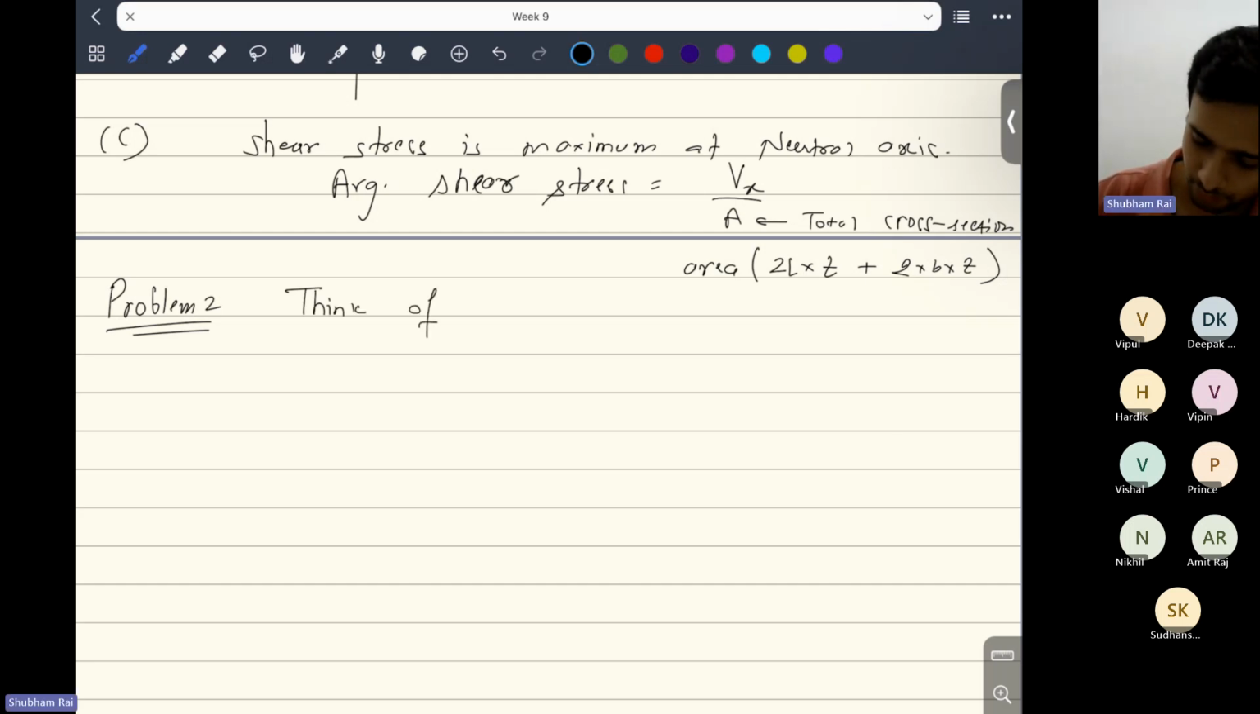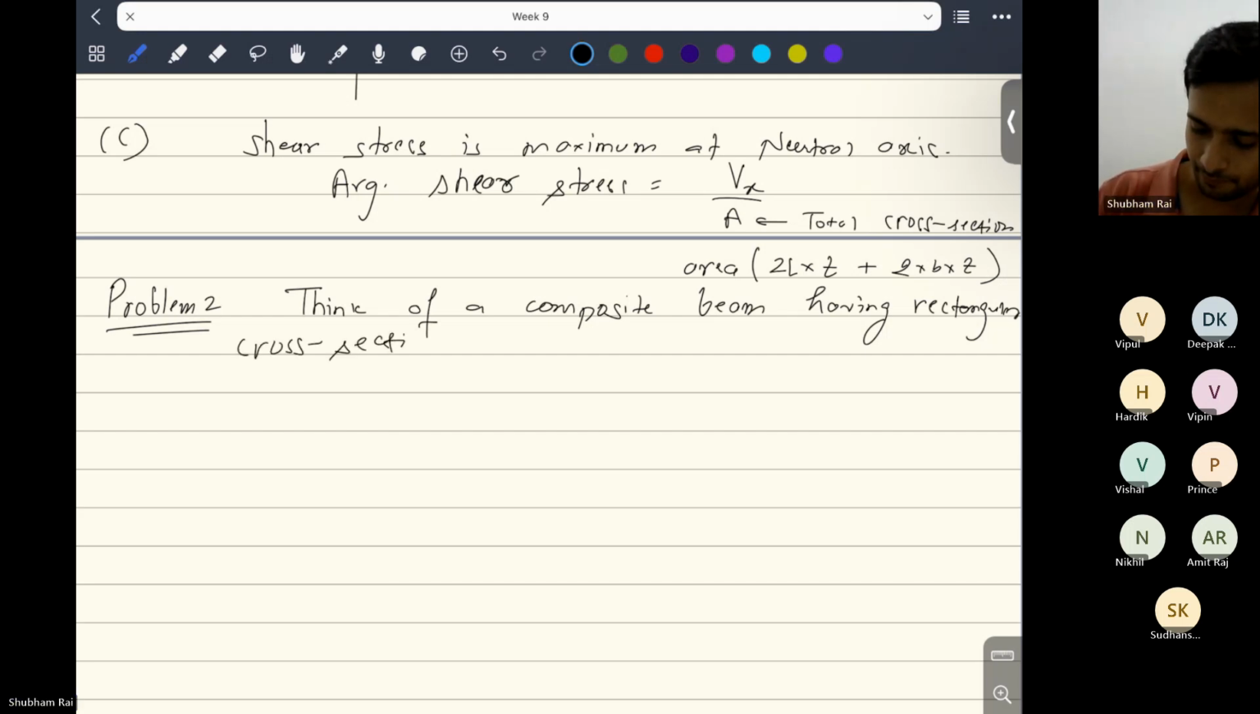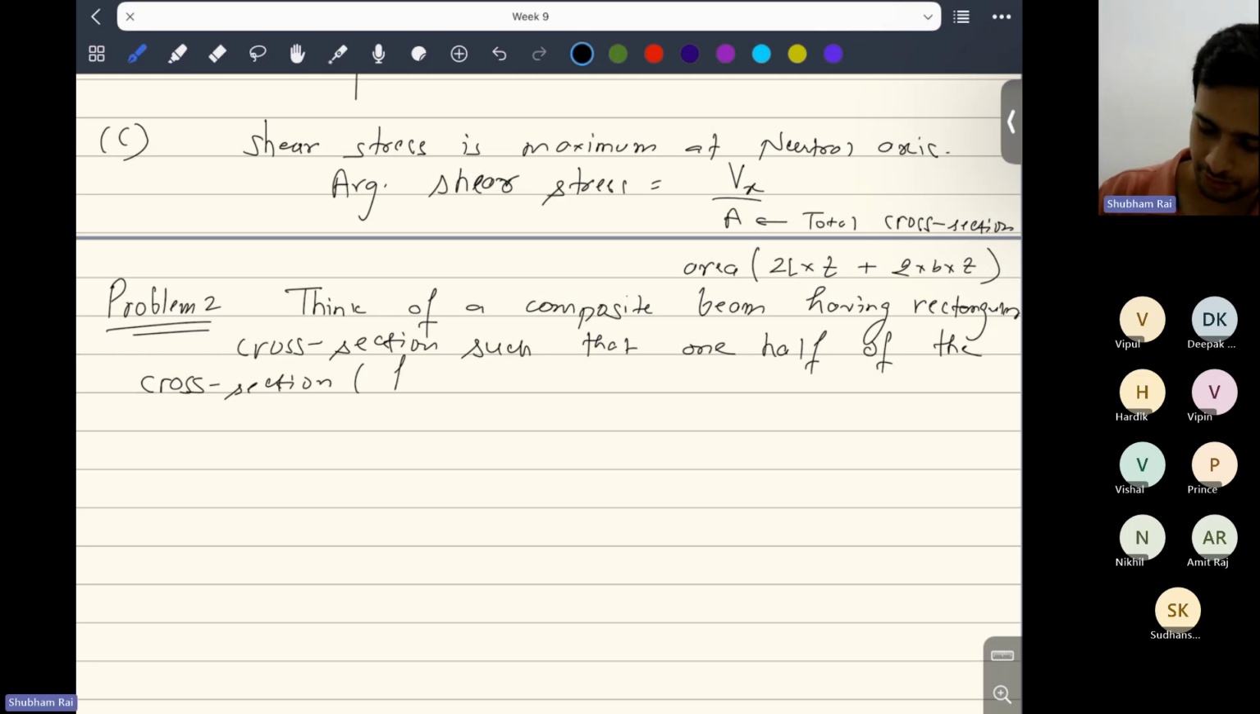You have to go for a composite beam having rectangular cross section such that one half of the beam, one half of the cross section, having square shape, is aluminium, while the other half is steel.